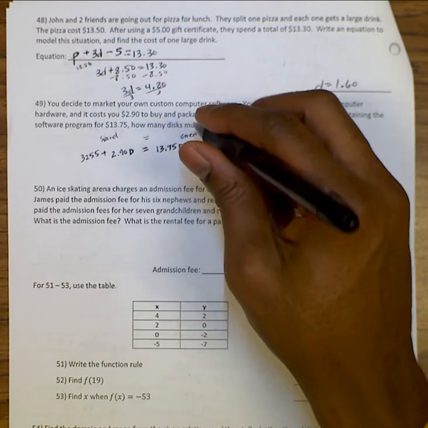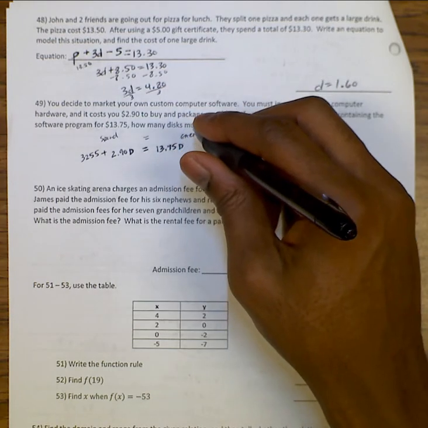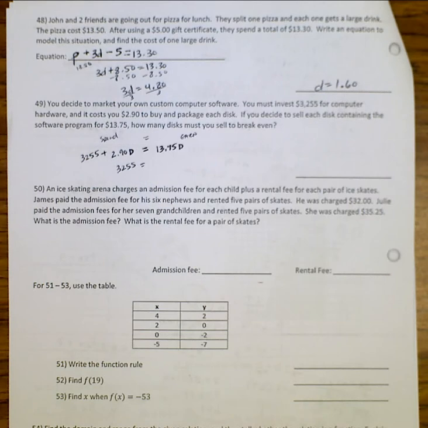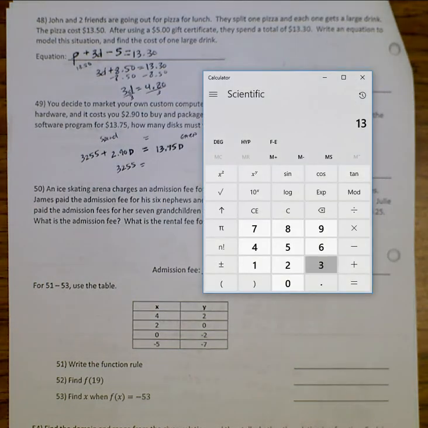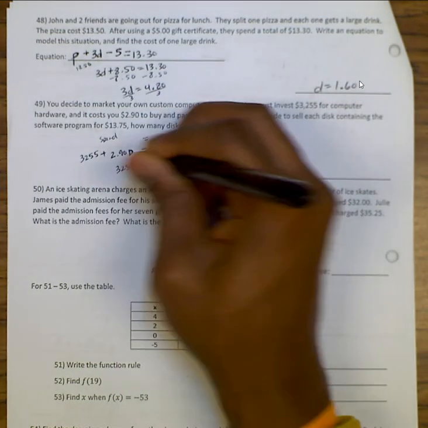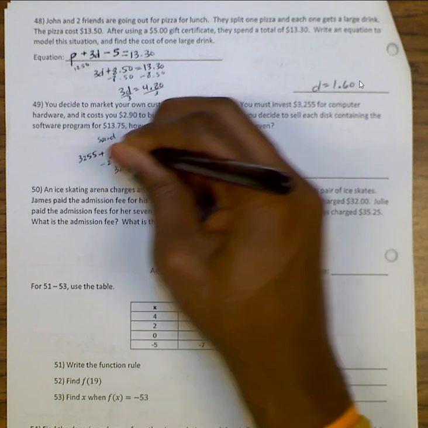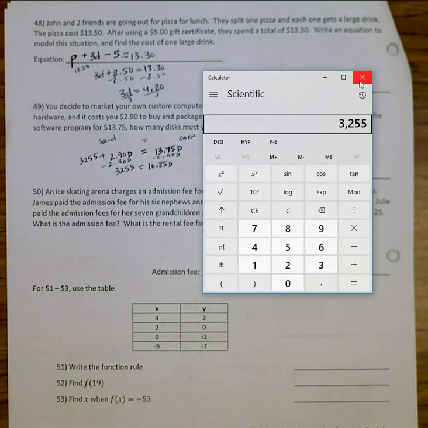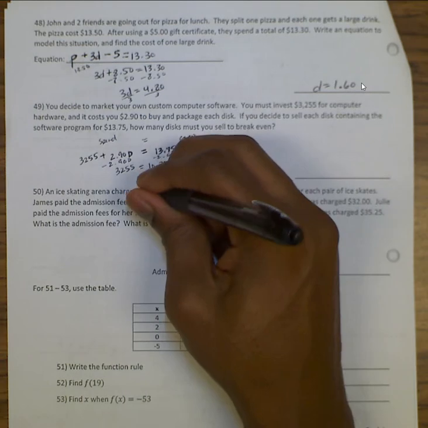Subtract 2.90D from each side. That should give us 3,255. Let's do that, 13.75 minus 2.90. Better safe than sorry, right? So 10.85D. Okay, and so 3,255 divided by 10.85 gives us 300. So we need to sell 300 discs to break even.